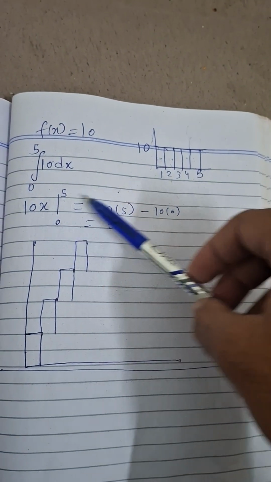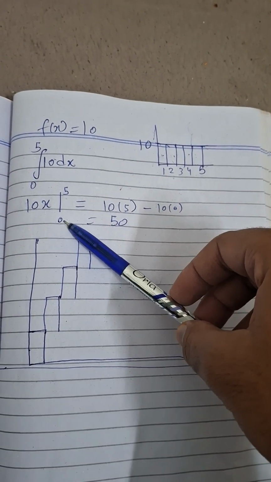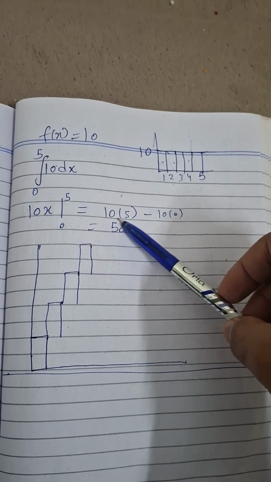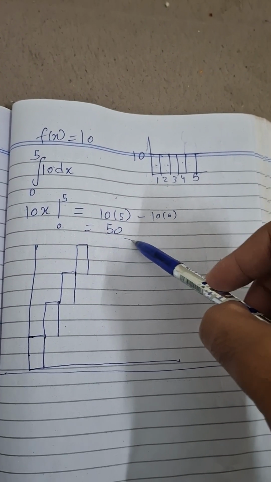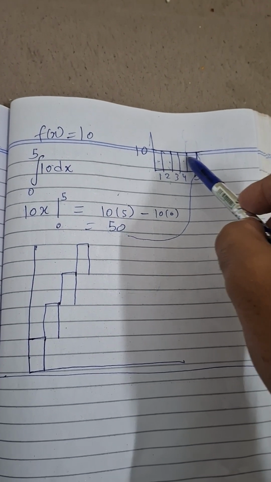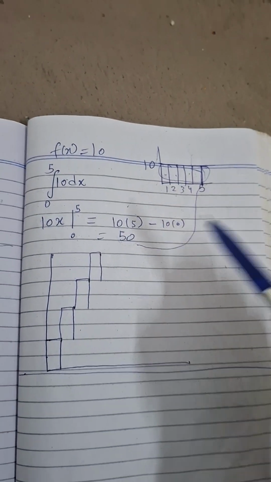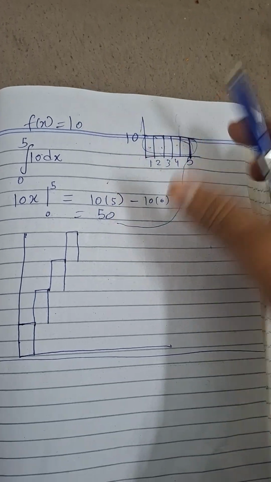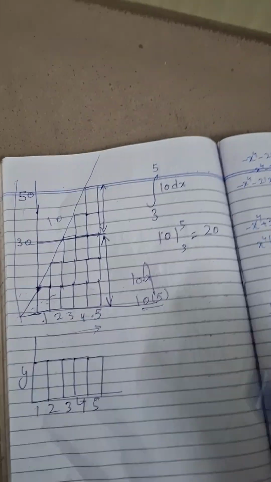We are putting 5 in this function and the lower limit 0 as well, and it is giving us the area, like this area up till here, like this whole area. How is it doing this? I have a little intuition behind this, and here it is.